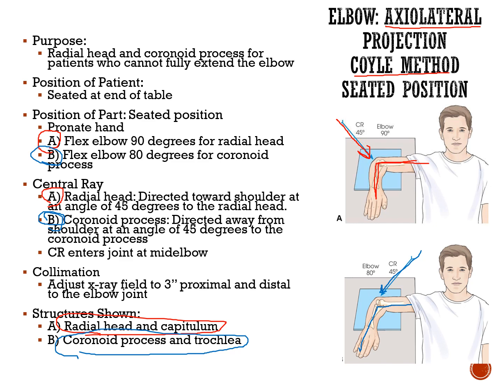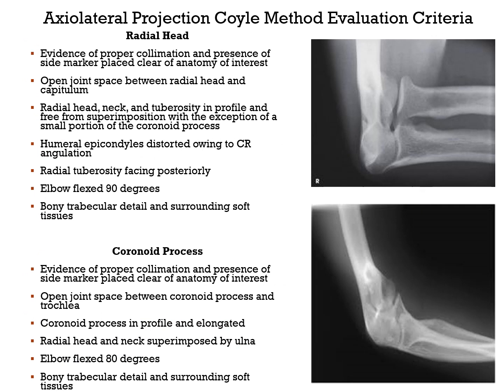For both of these, we're going to center at the mid elbow and we're going to adjust 3 inches proximally and distally to the elbow joint for both projections. The top image is the first one where we had the 90-degree angle of the arm and the 45-degree angle of the tube toward the shoulder, which is going to demonstrate the radial head and the neck. This is in place of the external oblique. On the view showing the coronoid process, which is shown here, this was with the elbow flexed 80 degrees, and now we're doing this in place of the AP oblique medial rotation.